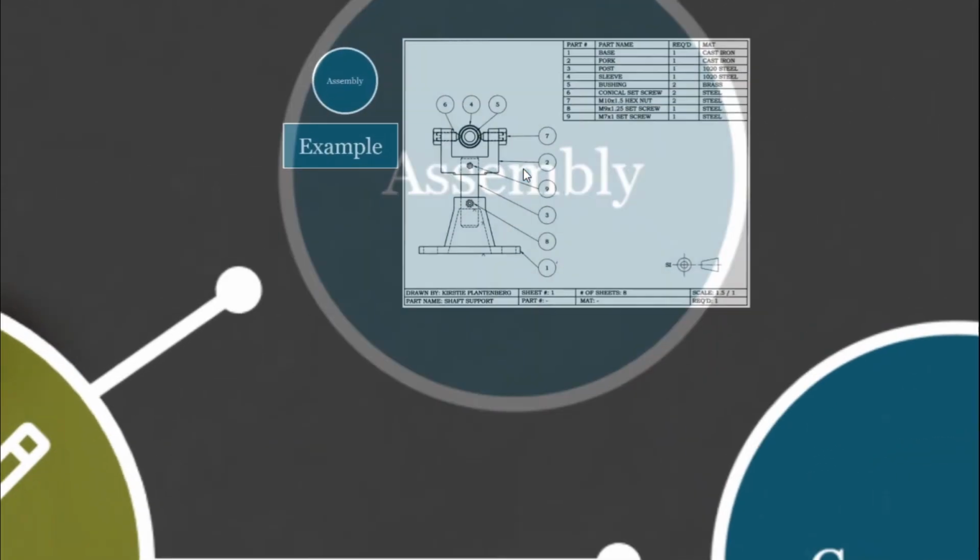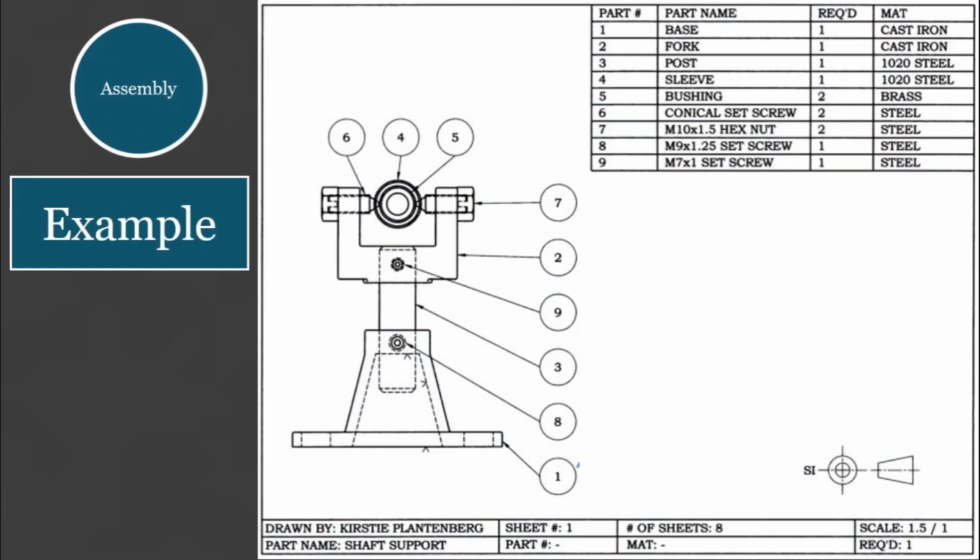Shown here is an example of an assembly drawing for a shaft support. It is drawn by Kirsty Plantenberg in the scale of 1.5:1. This scale just means that for every 1.5 cm drawn, it is equivalent to 1 cm on the true size. In other words, this drawing is larger than the actual size.